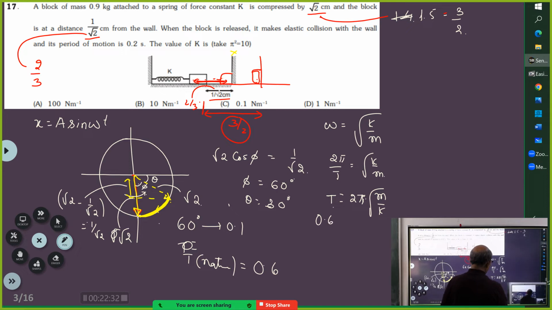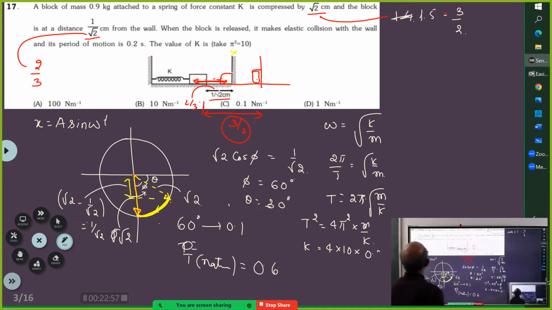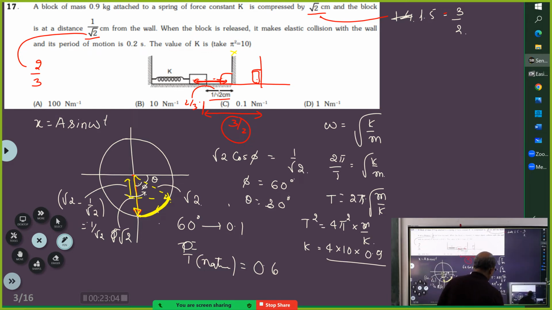Okay. And they have given one more value, the pi square value. So, straight away we will make it T square, and here this becomes 4 pi square into m by k. So, we want k. The 4 pi square value they have told us to take as 10. And the m value they have told as 0.9 kg. And the T value we just got as 0.6, isn't it? 0.6 into 0.6.